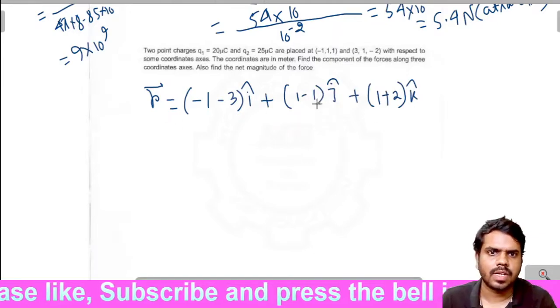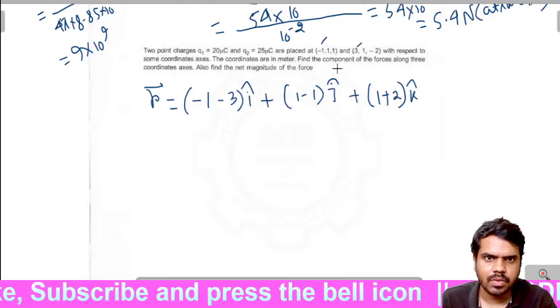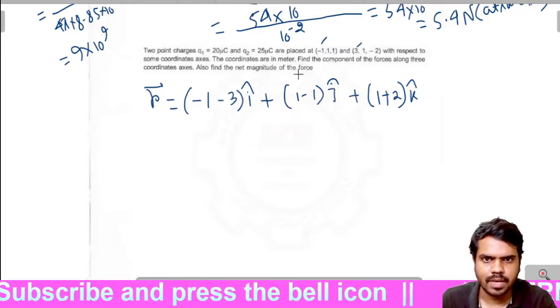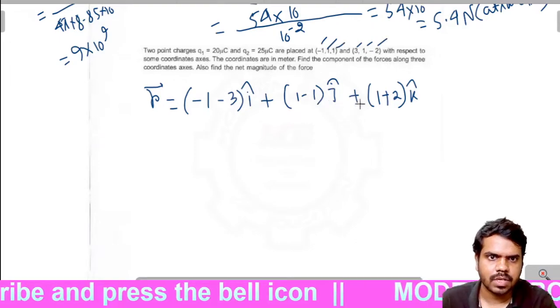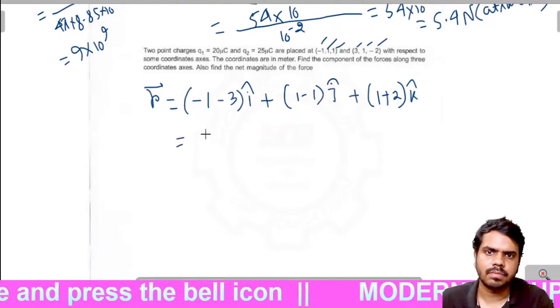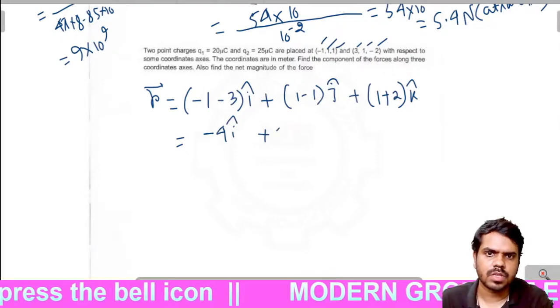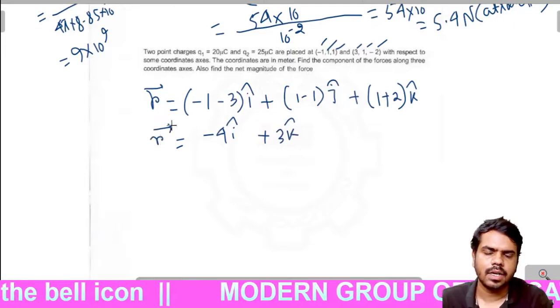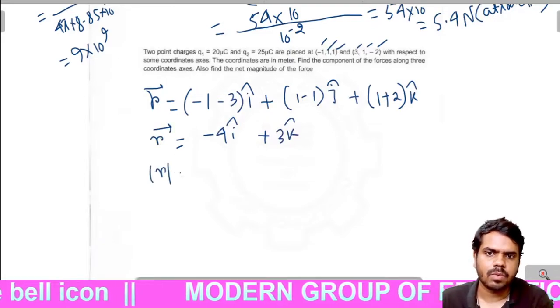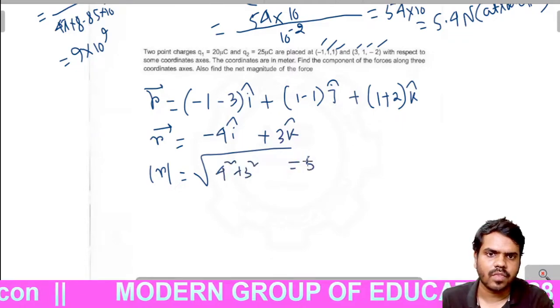These things are taught in class 11. You have to find the x values with i cap, y values with j cap, and z values with k cap. So this is minus 4 i cap, and 1 minus 1 is 0, and 1 plus 2 is 3 k cap. So this is the R vector, and the magnitude of this R vector is root over 4 square plus 3 square, which is 5.